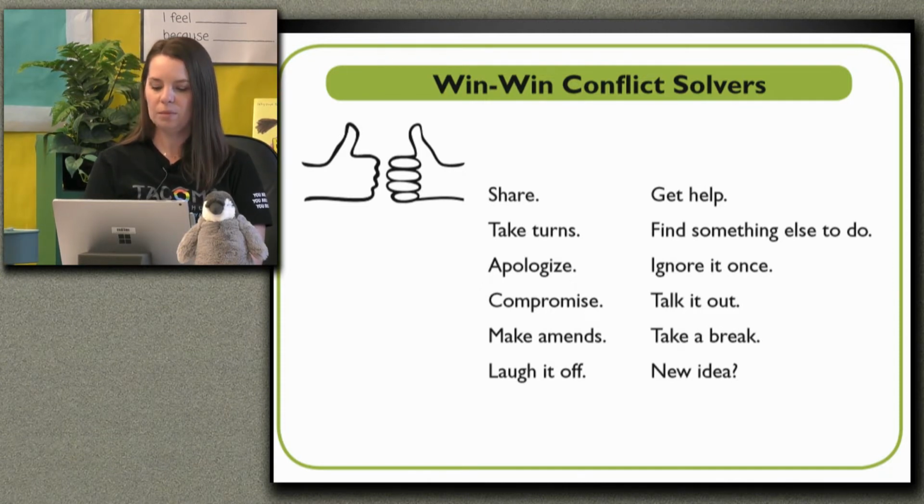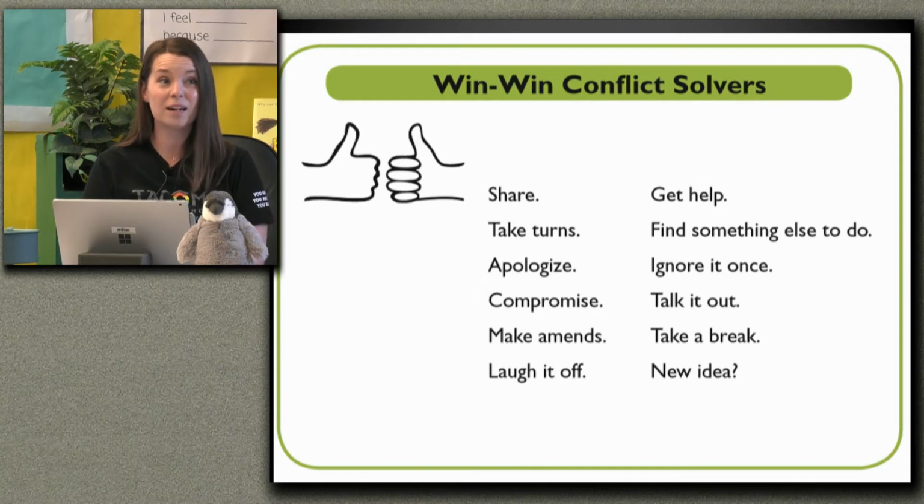Now, I'm going to point out that one of our win-win conflict solvers is ignore it once. That means our student who has the basketball shoes could choose to ignore the other student who's making fun of their new tennis shoes. But if it keeps going, it's not appropriate to ignore it. It needs to be addressed. So you could ignore it once, and then if it keeps happening, you would need to use an I-message.